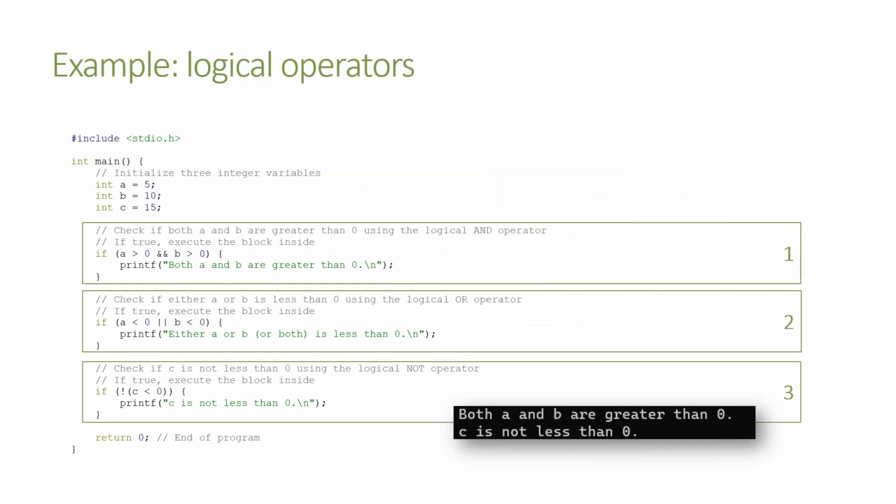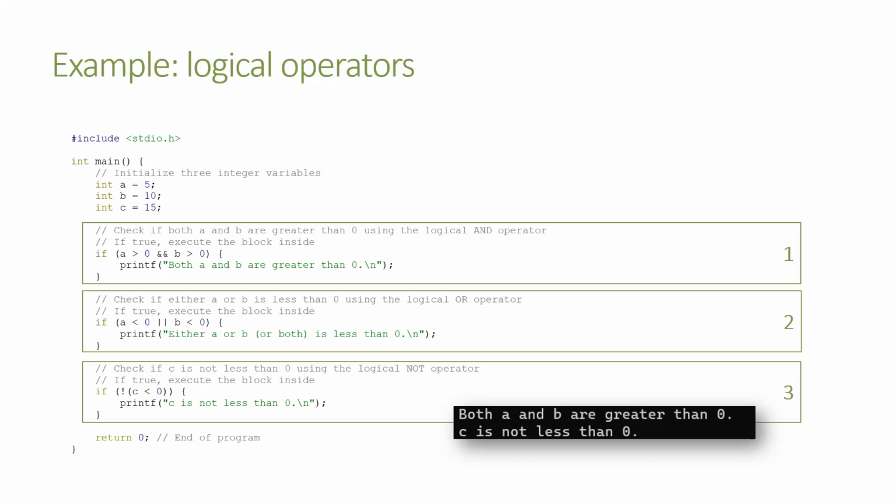The first if statement uses the logical AND operator to check if both a and b are greater than 0, which is true, so it prints both a and b are greater than 0. The second if statement uses the logical OR operator to check if either a or b is less than 0. Since both a and b are positive, this statement doesn't print anything. Finally, the third if statement uses the logical NOT operator to check if c is not less than 0. This condition is also true, leading to the printing of c is not less than 0. This program effectively showcases how logical operators can be used to evaluate conditions and control the flow of execution in a program.